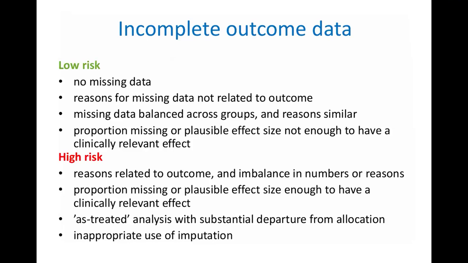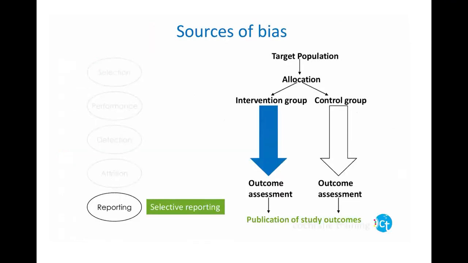High risk is when reasons are related to the outcome, or there is imbalance in the numbers or reasons, or the proportion missing or plausible effect size is enough to have a clinically relevant effect. Then there are as-treated analysis and the inappropriate use of imputation. Those are other points.